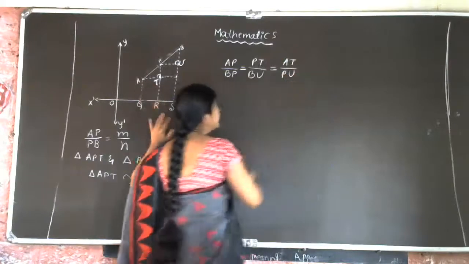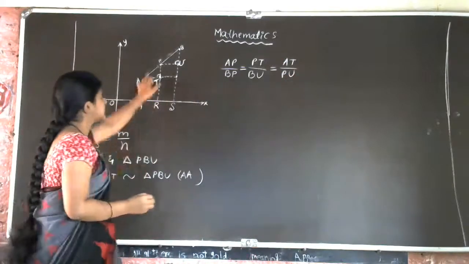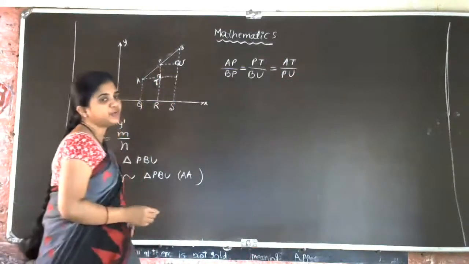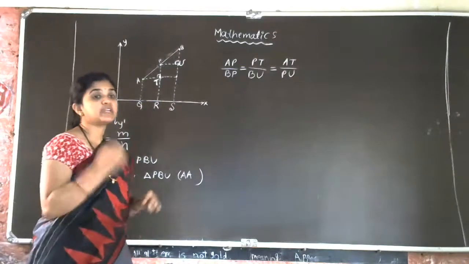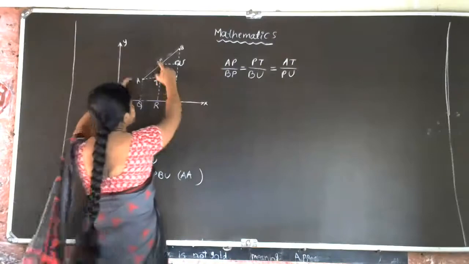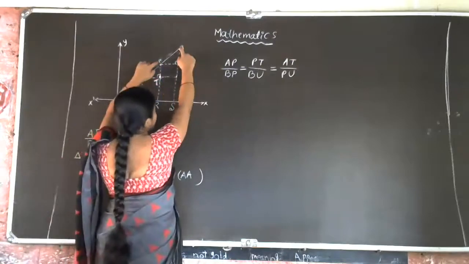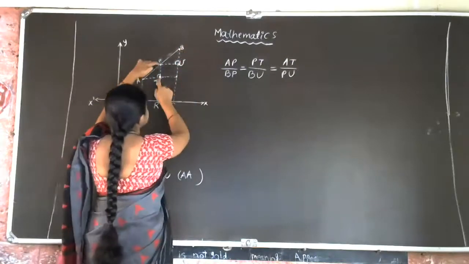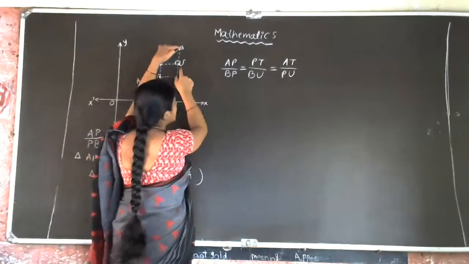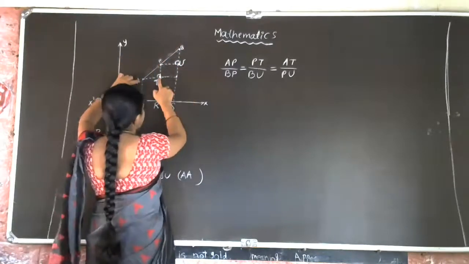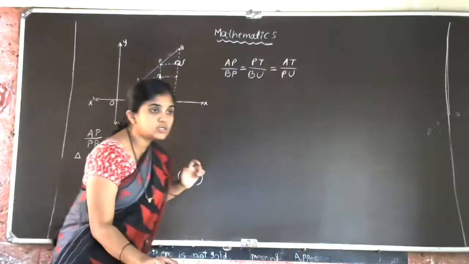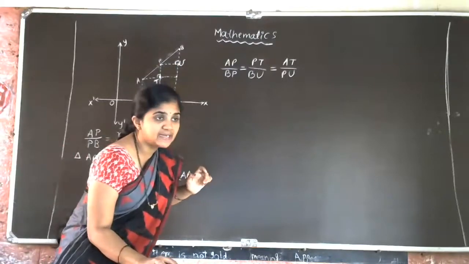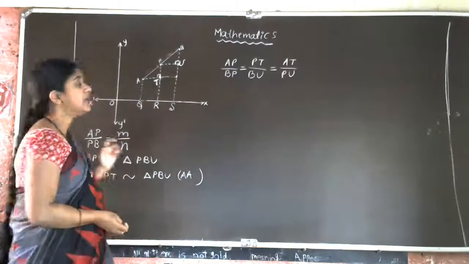See here. So these two triangles are said to be similar. Therefore, the corresponding sides are in proportion. That means AP divided by PB is equal to PT divided by BU, which is equal to AT divided by PU. Okay, got the idea now? So these are corresponding sides of the similar triangles.